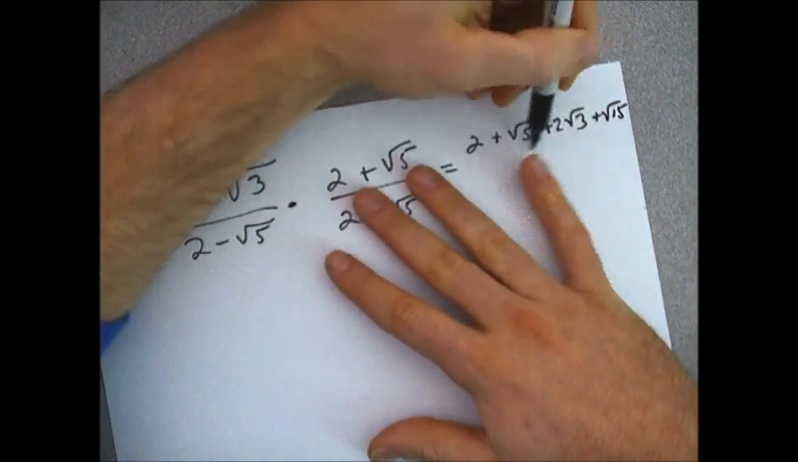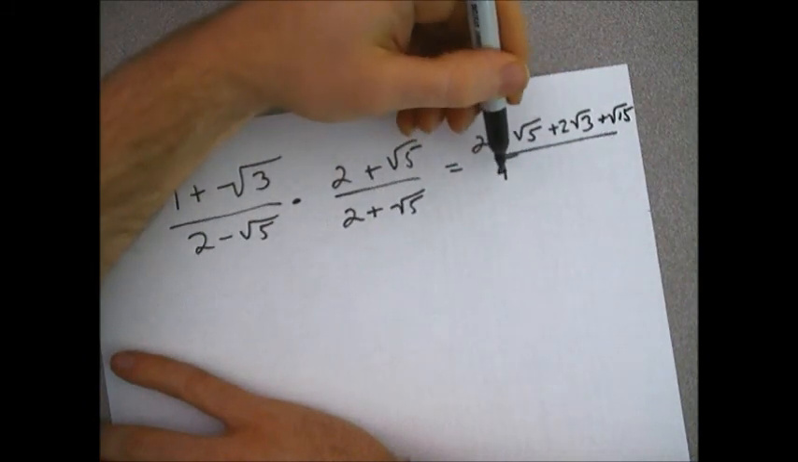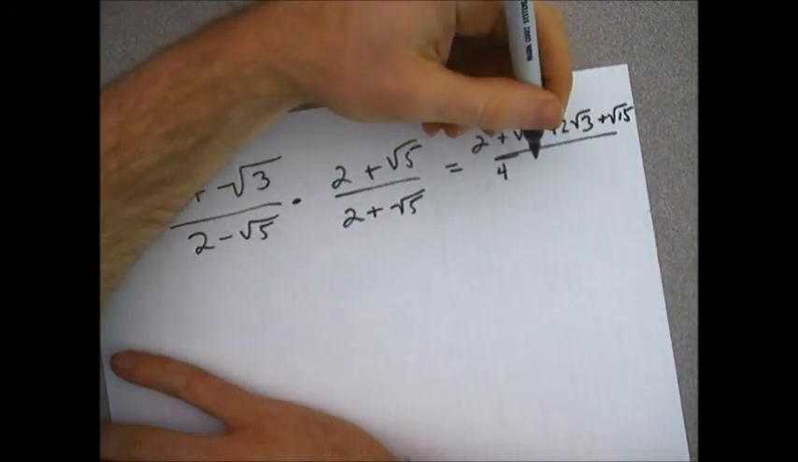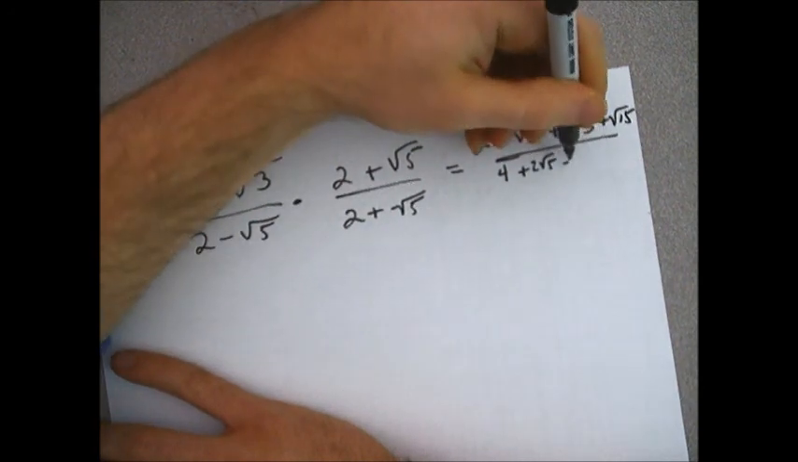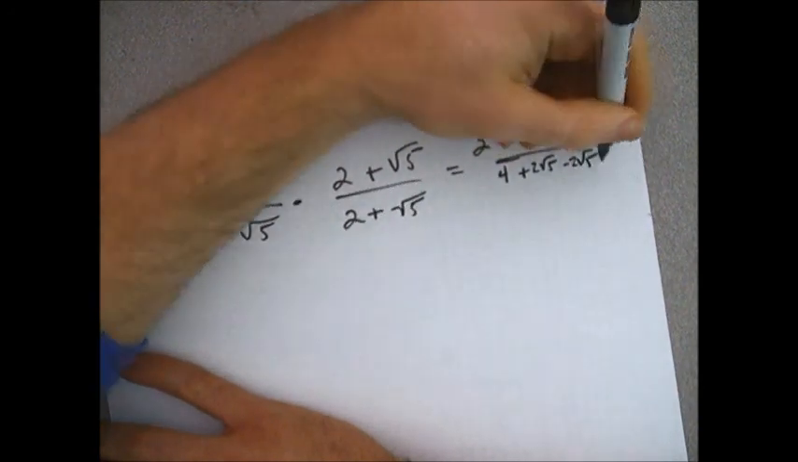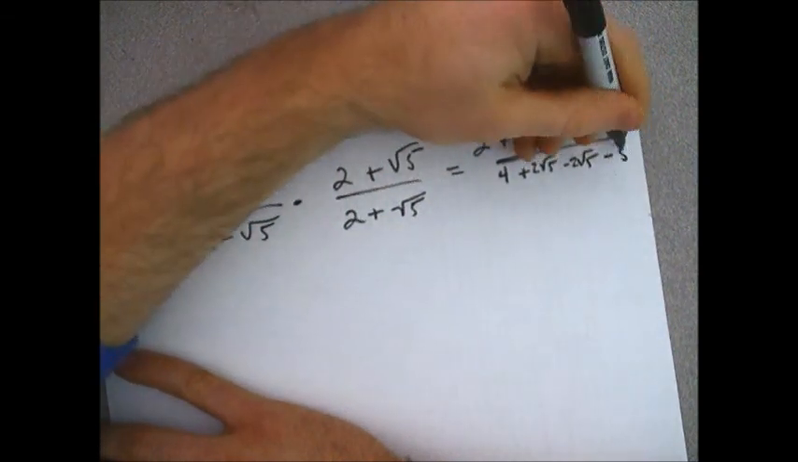On the bottom, first times first is 4. Outer, plus 2 root 5. Inner, minus 2 root 5. And last times last, 5. What kind of 5? Negative. Negative, there you go.